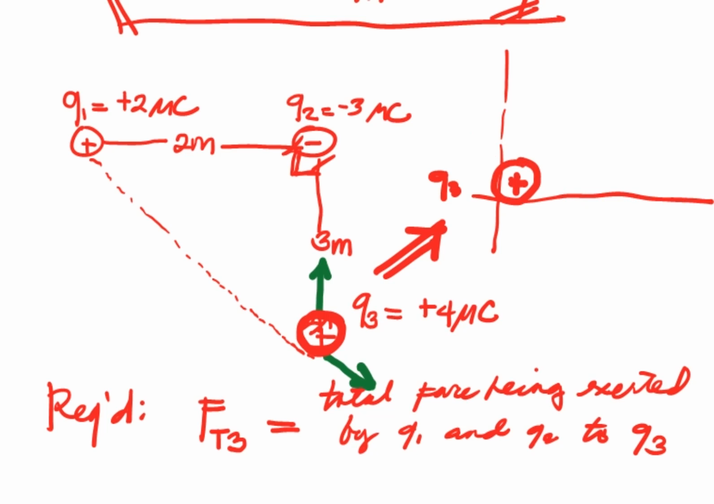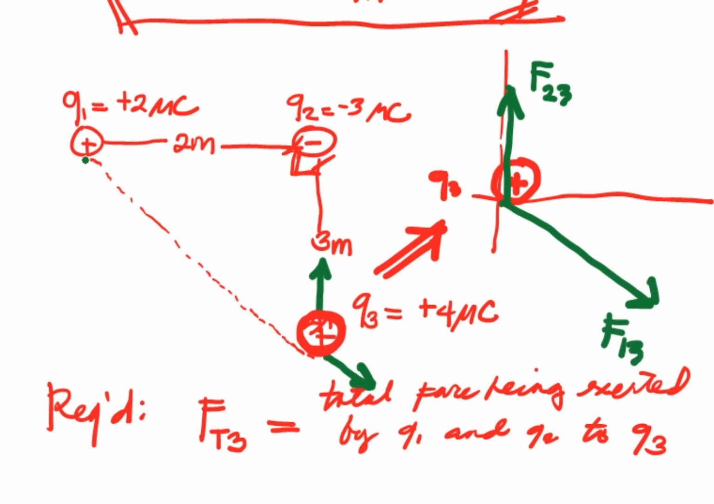on Q3. This is now the force. Let's say this is F23, the force being exerted by Q2 to Q3. And we have this force. Let's say this is F13, a repulsive force because they are both positive. F13 is the force being exerted by Q1 to Q3.